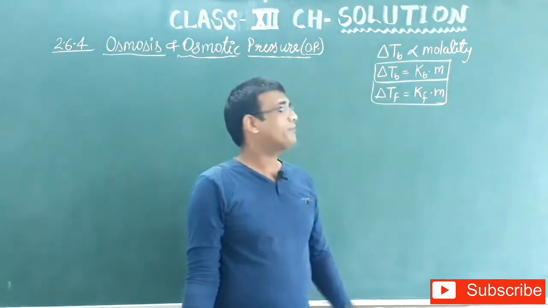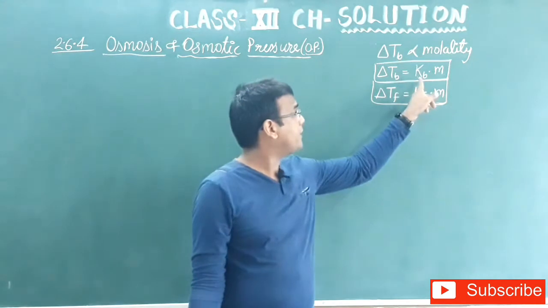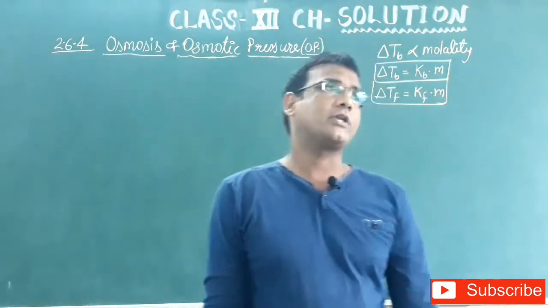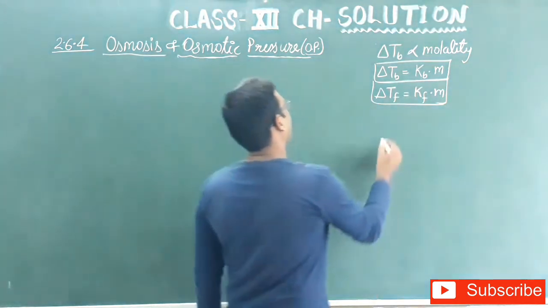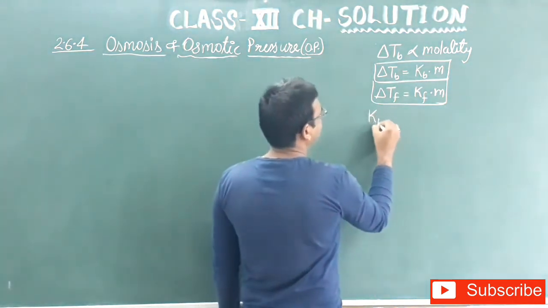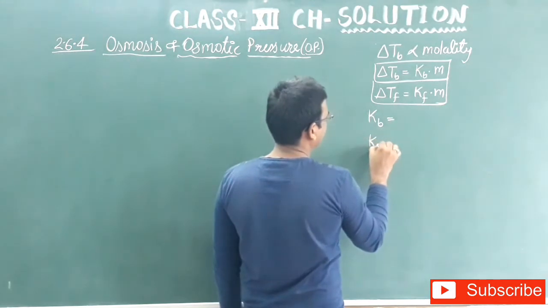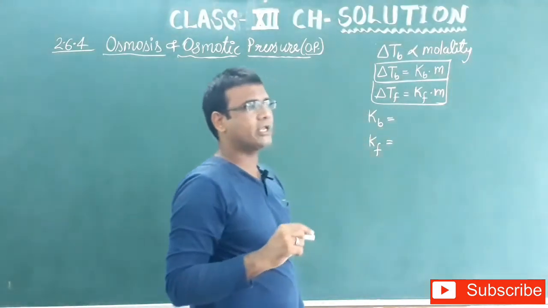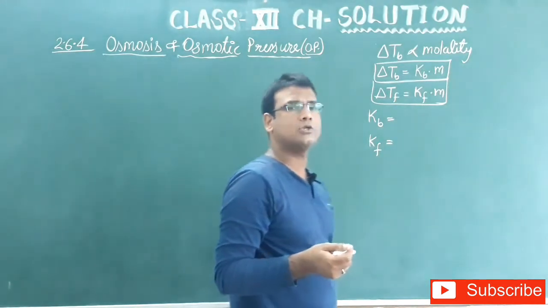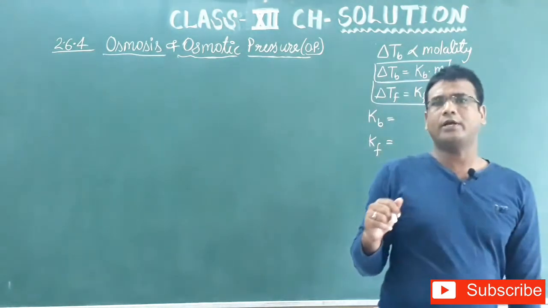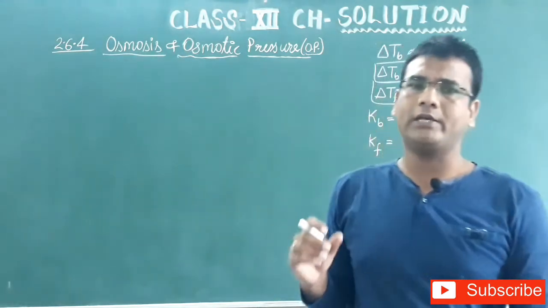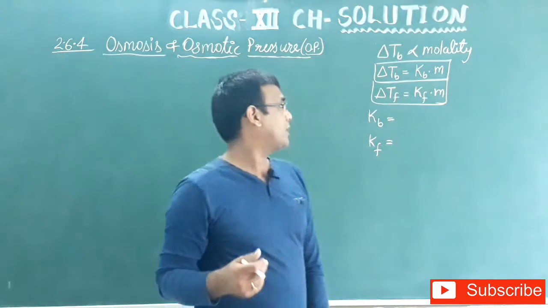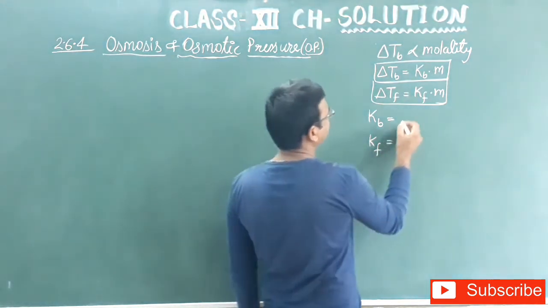Kb and Kf are two constants, and in your textbook two expressions are given for them directly. There is no derivation in the textbook, and you need not worry about the derivation. Simply prepare them by heart, just the formula.